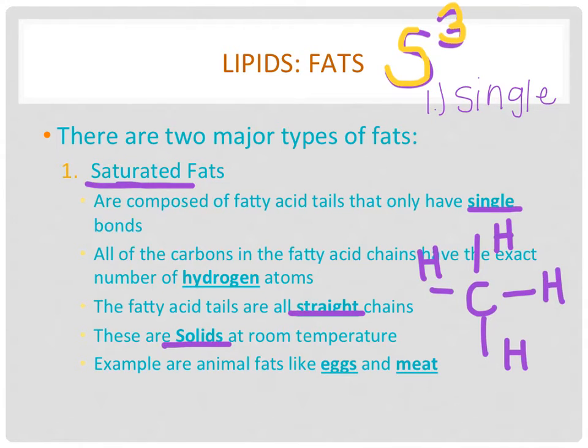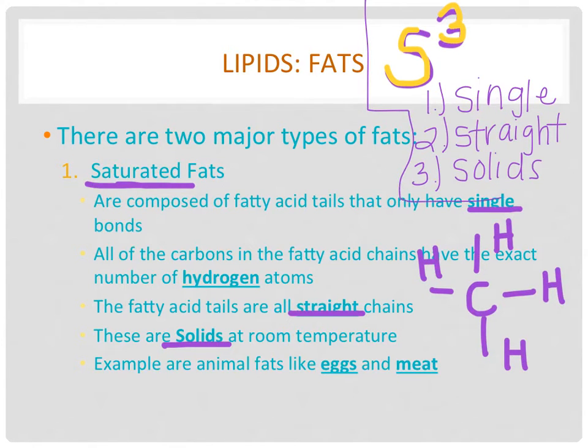The second property is that those single bonds help us to form straight, so that's your S, straight chain tails. And then our third property that also starts with an S is that saturated fats are typically solids at room temperature. So again, I would make sure that I remember S cubed. I would write this somewhere special in your notes.